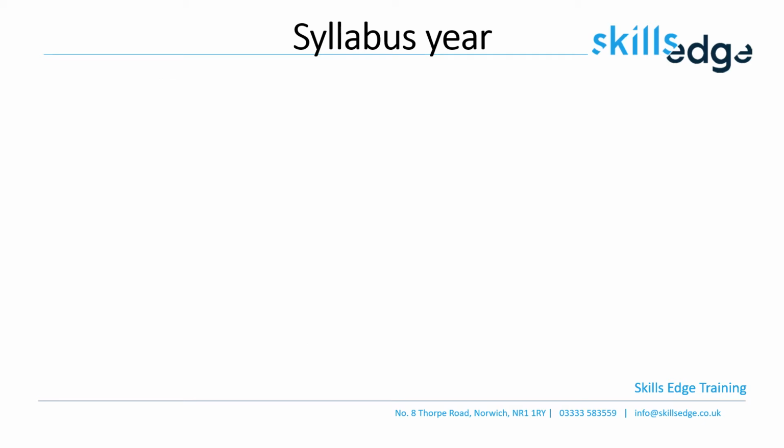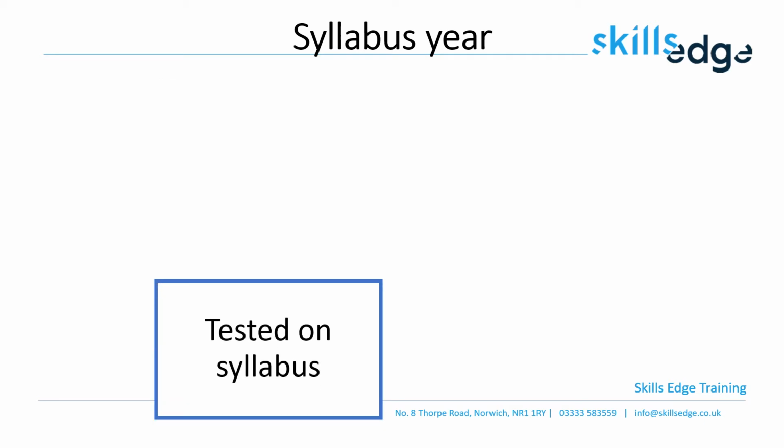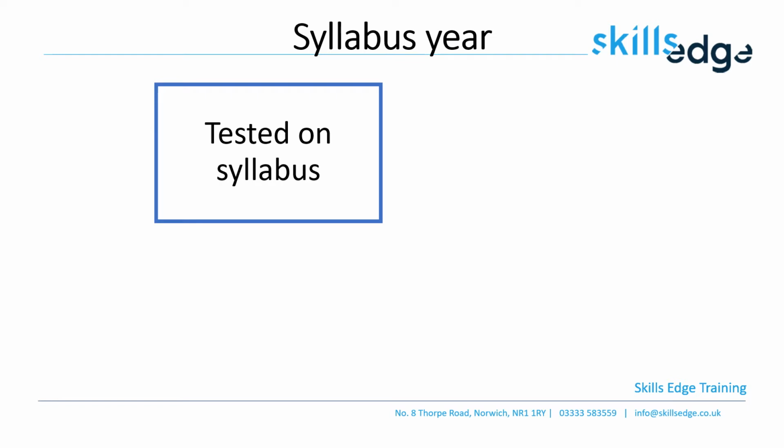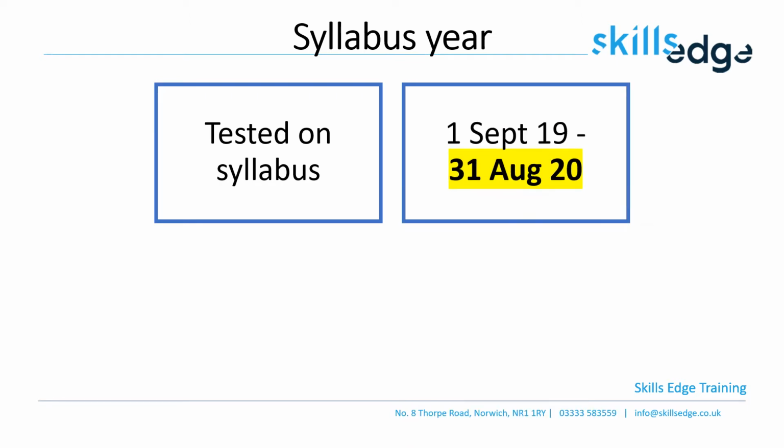As with all the CII exams, the questions will be based on the syllabus only, and you'll find the syllabus at the front of your CII study text. The CII has what we call a syllabus year, which runs from the 1st of September 2019 to the 31st of August 2020, and that's why you'll still be tested on the tax year 2019-20 right up to the 31st of August 2020, even though in reality we may have gone into a new tax year.